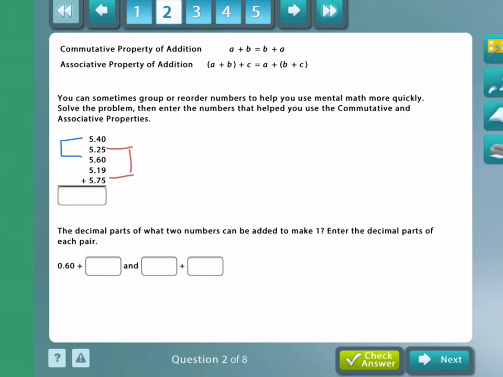Again, looking for compatible numbers, you see the 5.25 and the 5.75. Well, 0.25 and 0.75 make one whole, so you have 5 and 5 and 1, so that would make 11. And then also the 5.6 and the 5.4 makes 11 because those 0.4 and 0.6 make a whole. Once you have 11 twice, that's 22, and then you add the 5.19 mentally to get 27.19.